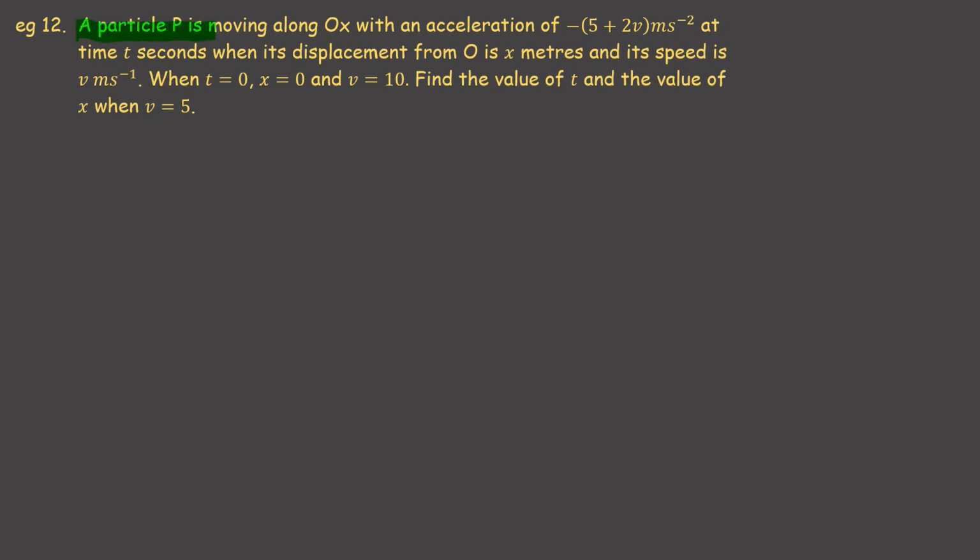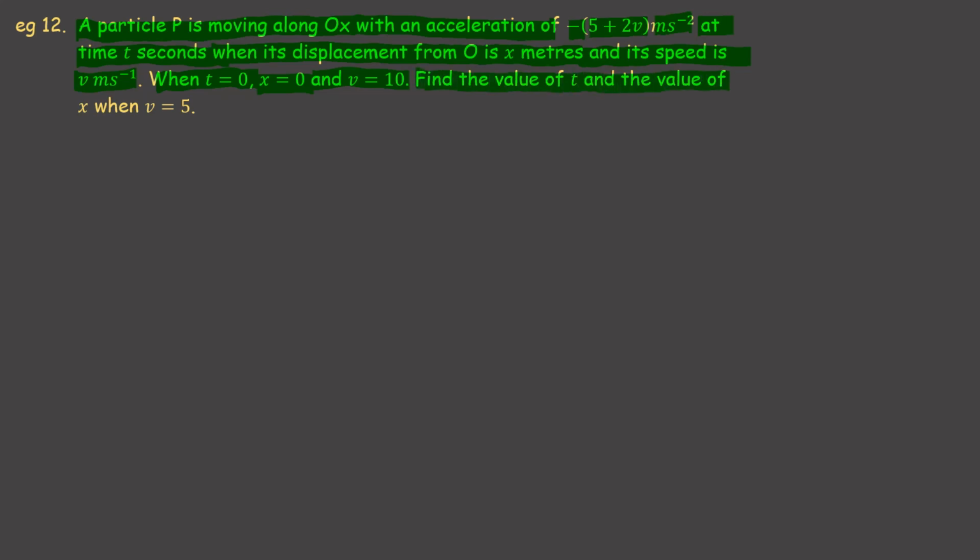A particle P is moving along OX with an acceleration of negative 5 plus 2v meters per second squared at time t seconds when its displacement from O is x meters and its speed is v meters per second. When t is equal to 0, x is 0 and v is 10. Find the value of t and the value of x when v is equal to 5.